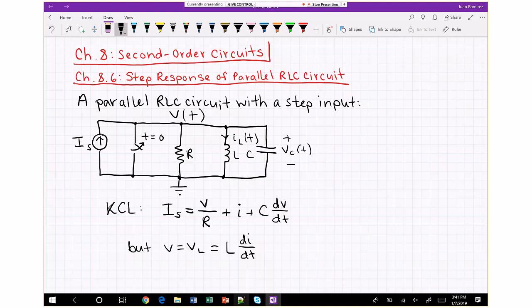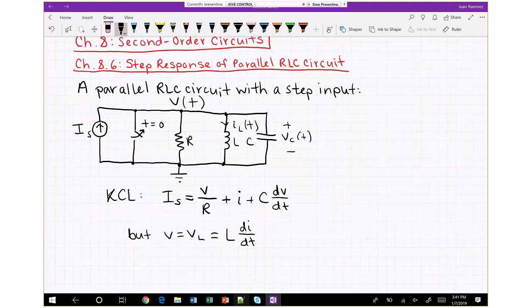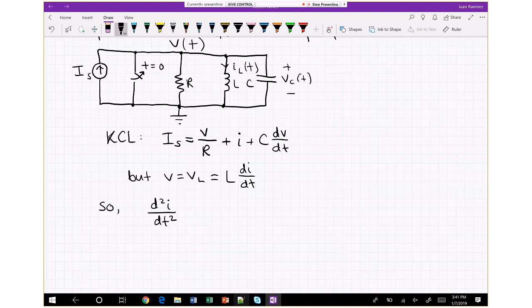we end up with d squared i/dt squared plus 1 over RC di/dt plus 1 over LC i equal to Is over LC. Again, it pretty much has the same type of response as a source-free parallel RLC circuit, except now it also has that source current Is divided by LC on the right.